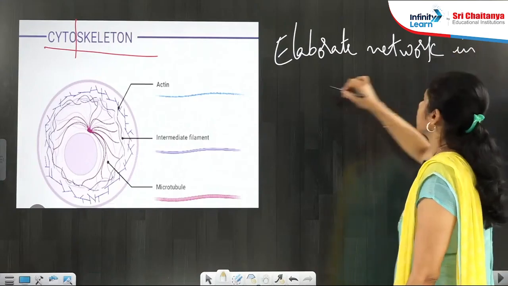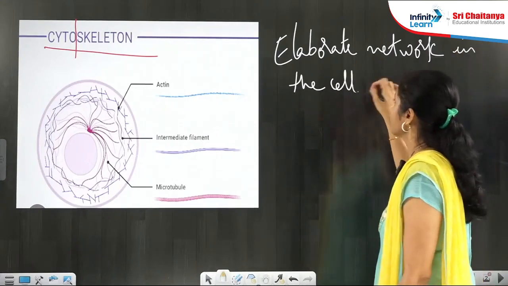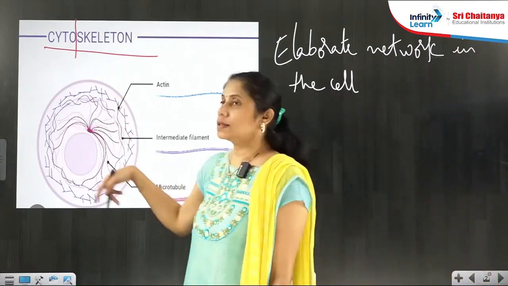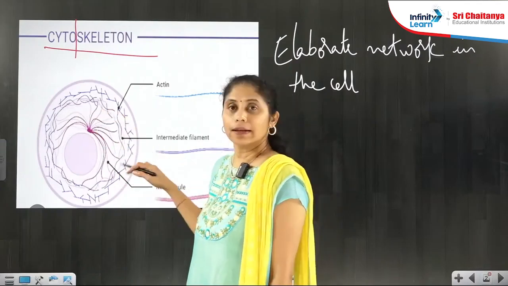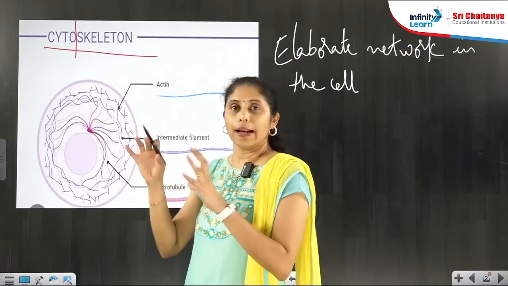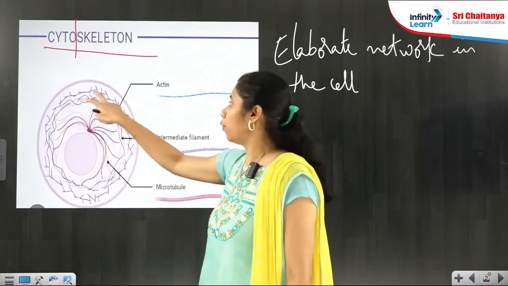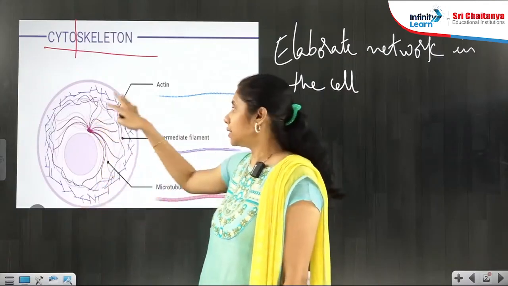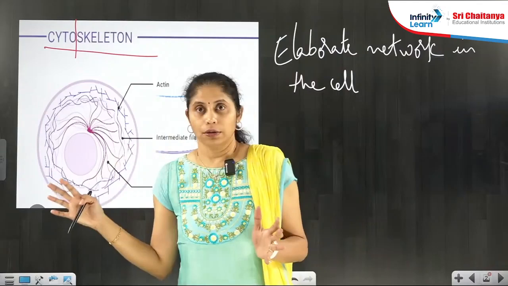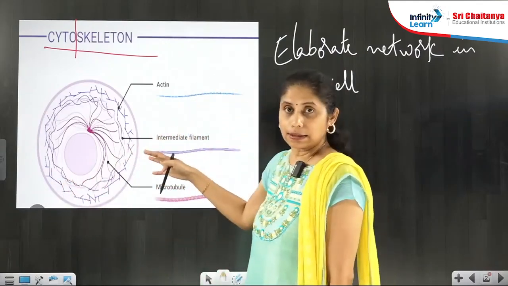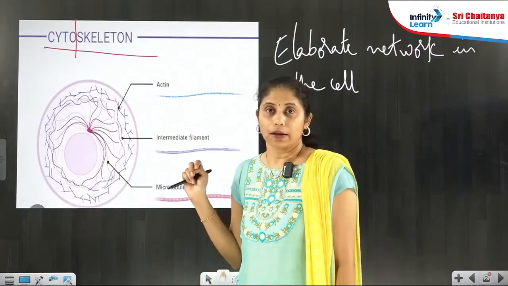In the cell, you can see so many thread-like structures forming a network-like structure. All are entangled, entwined like that. So they form a network. This entire elaborate network inside the cell is called the cytoskeleton.